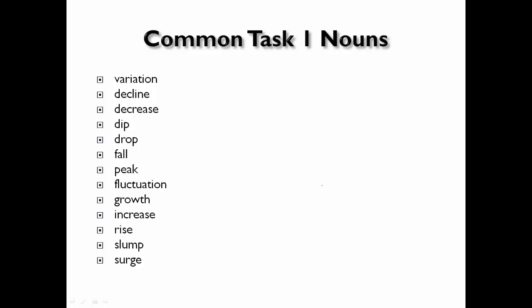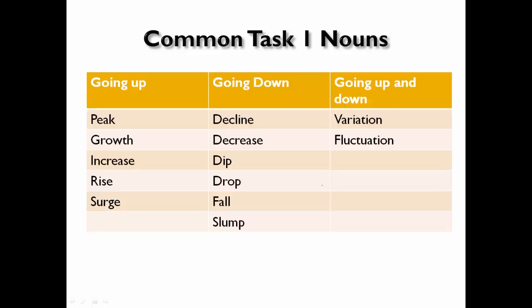Now I'm going to show you lots of lists of nouns, verbs, adjectives, adverbs. But don't try and read them all at the same time, because what I've done is I've categorized them to make them easier to understand. So for the nouns, I've categorized them like this: things going up, things going down, and things going up and down. So going up, we have a peak, a growth, an increase, a rise, a surge. Going down, a decline, a decrease, a dip, a drop, a fall, a slump. And for going up and down, a variation or a fluctuation.